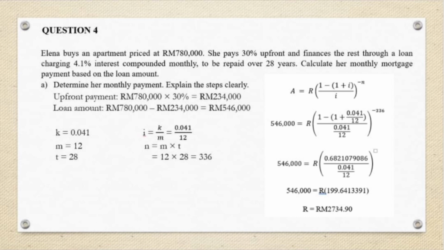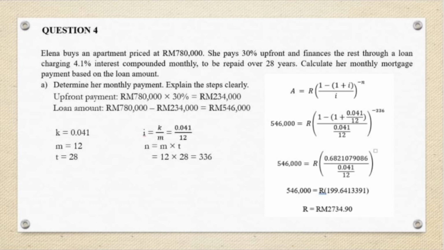I will continue by explaining question number 4. A. Determine her monthly payment. Explain the steps clearly. So how can we calculate the upfront payment? We can just simply multiply the apartment price, 780,000 ringgit, with 30% upfront payment, which equals 234,000 ringgit. Secondly, we have to find the loan amount, since the question asked to calculate her monthly mortgage payment based on the loan amount. So we take the original price of the apartment, 780,000 ringgit, minus the upfront payment, 234,000 ringgit, which we will get 546,000 ringgit.